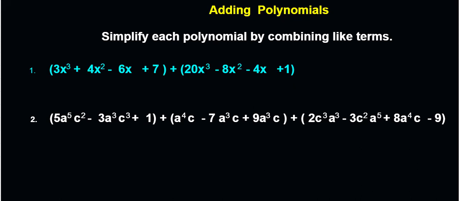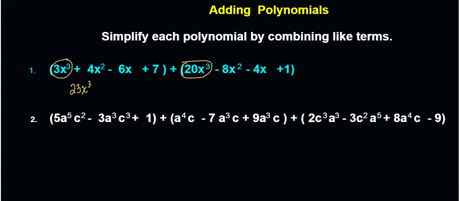All right, number one, 3x to the third. We're going to look for any other x to the thirds. So if I go all the way down to the second set of parentheses, I have a 20x to the third. So I can combine those. If I've got 3x to the thirds and I give you 20 more, now we've got 23x to the thirds. All right, that takes care of the x cubes.